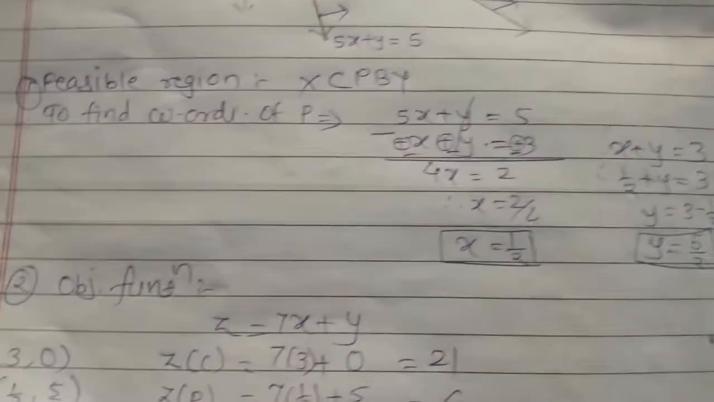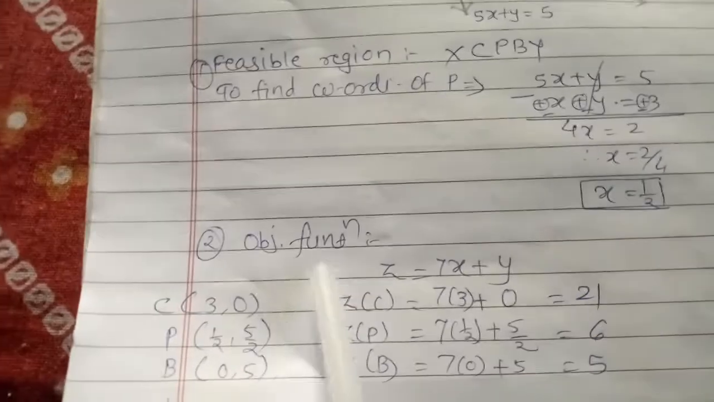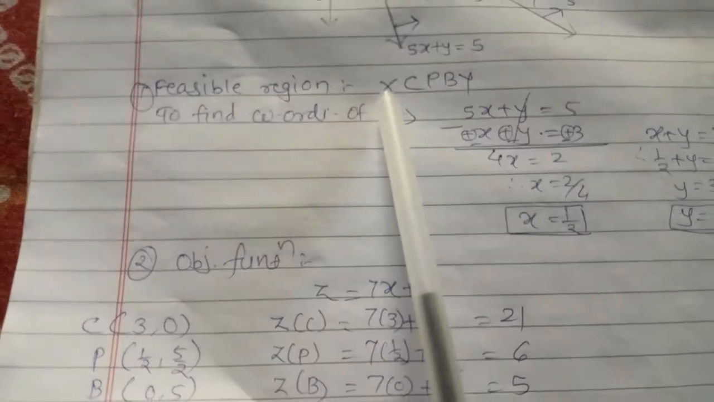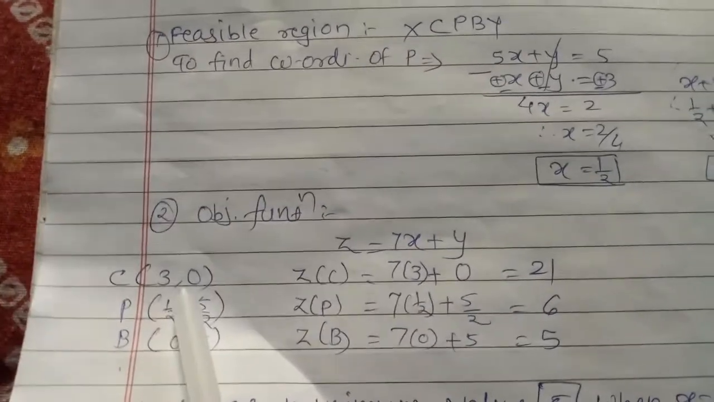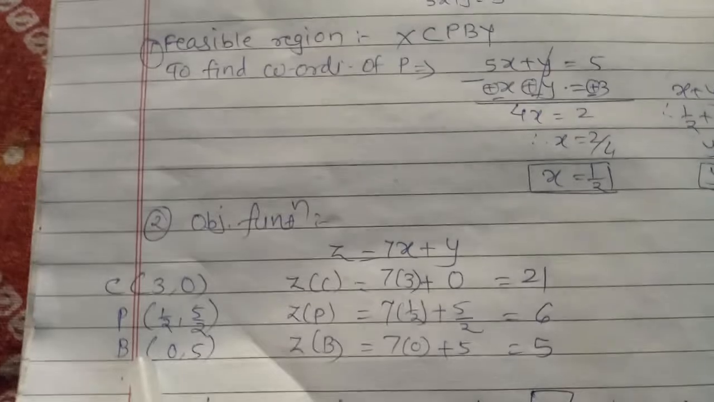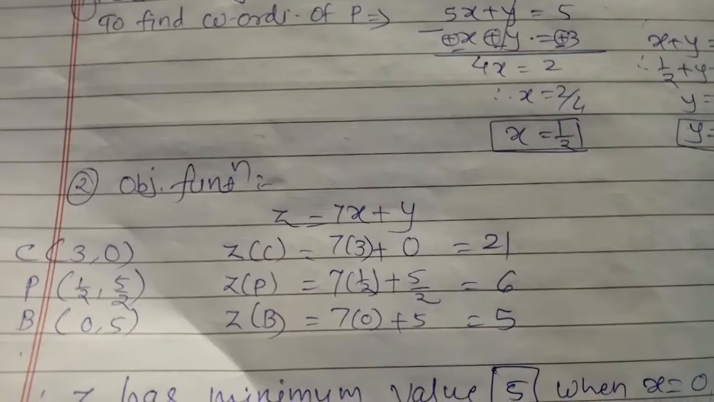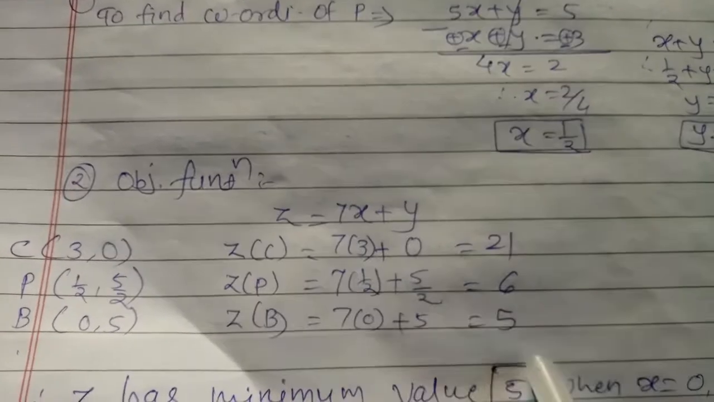Now we have to take our objective function, which is already given in the example, that is z is equal to 7x plus y. So for our feasible region, here don't take x and y, we just take the points C, P, B. So C having coordinates (3, 0), P is (1/2, 5/2) and B is (0, 5). So by putting these values, we get the numbers 21, 6 and 5.